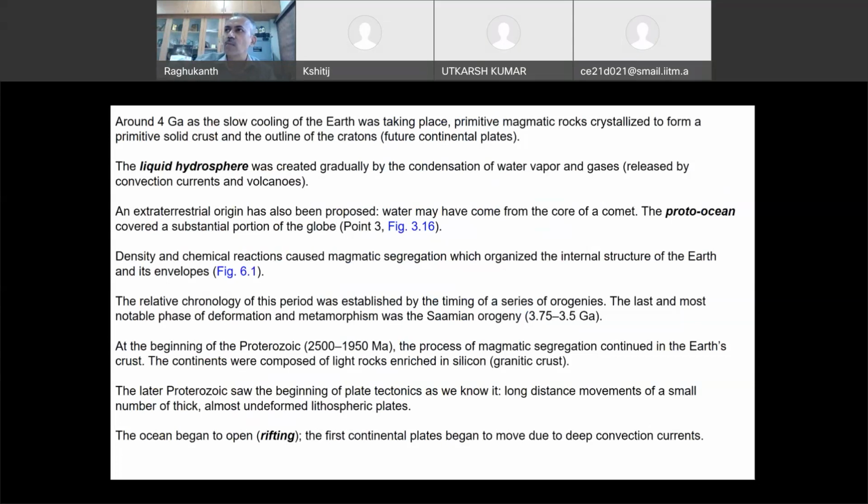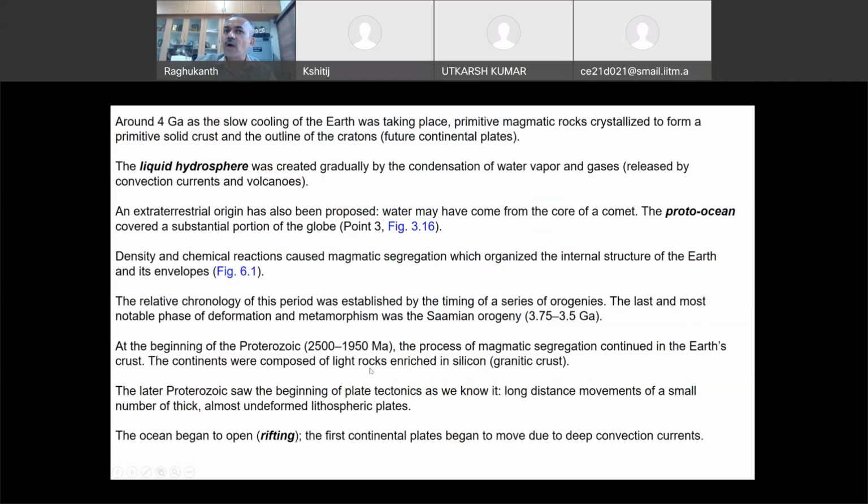So we don't know, because all these things belong to that Archean or Hadean type of eons itself. Okay. Then the last notable metamorphism, orogeny, means mountains basically. Okay, they started this one. Then at the beginning of the Proterozoic Era, this Proterozoic eon basically, magmatic segregation happened.